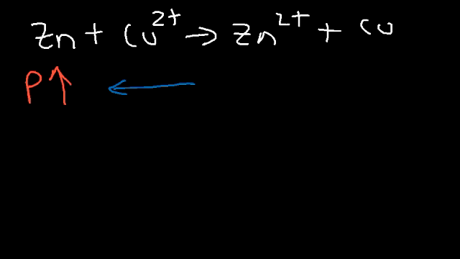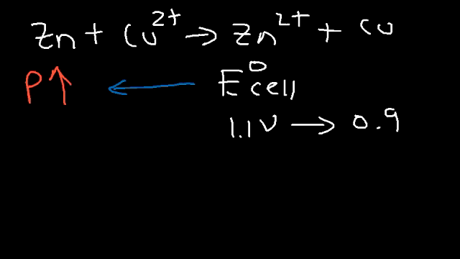And as it shifts to the left, it becomes less spontaneous. And that's why the cell potential decreased from 1.1 volts to 0.97, because we have a product favored system. We have a high ratio of products to reactants. So whenever you have a large amount of products and a small amount of reactants, the cell potential will decrease. And the reverse is true. If you have a large amount of reactants and a small amount of products, the cell potential will increase. So that's all I want to say about that.